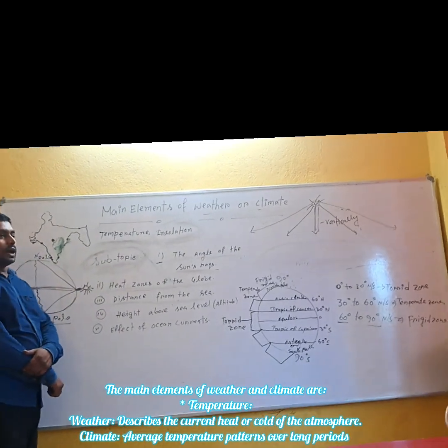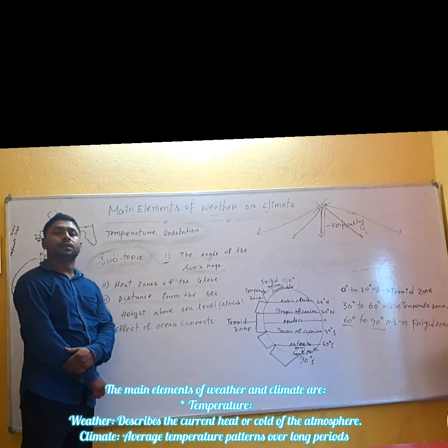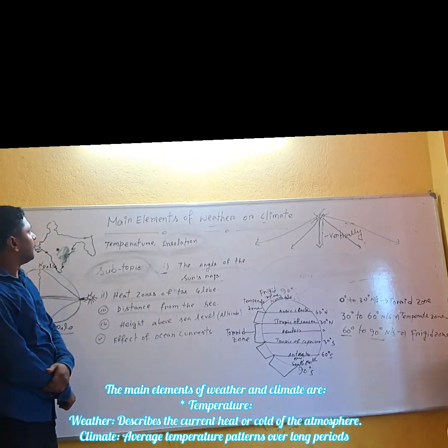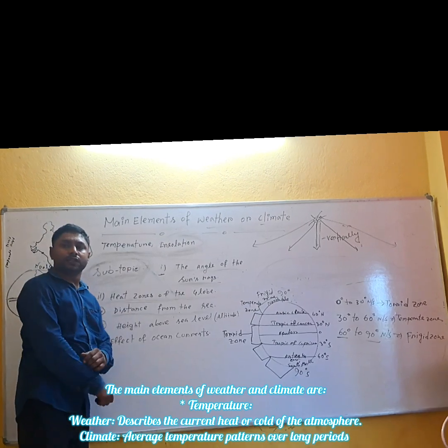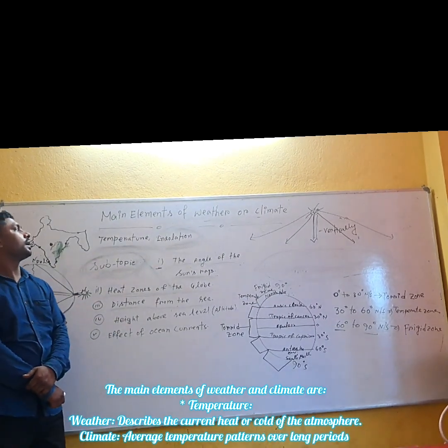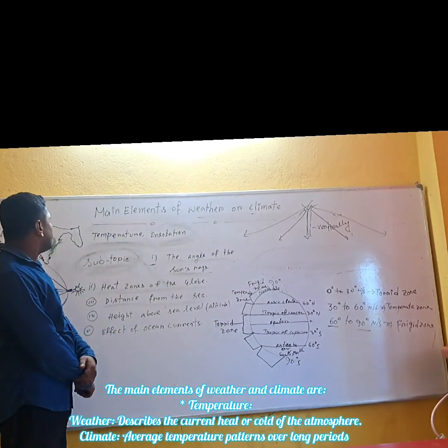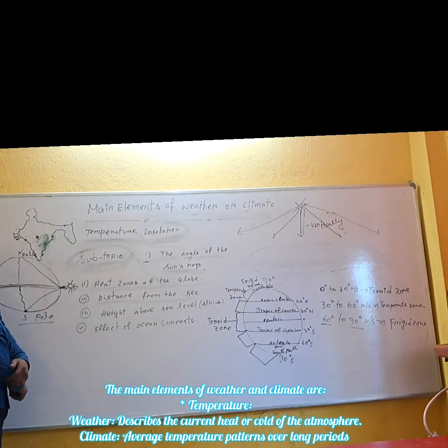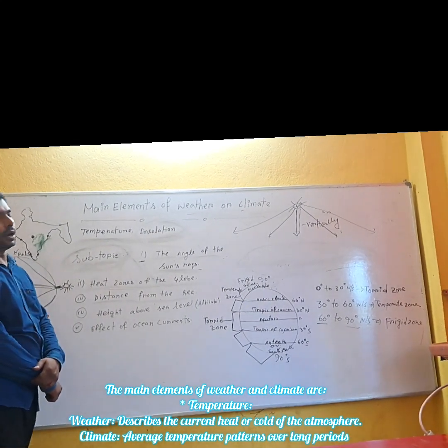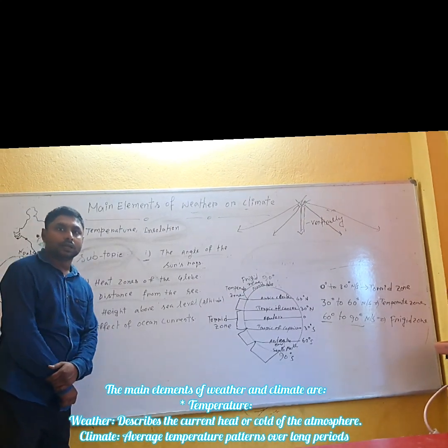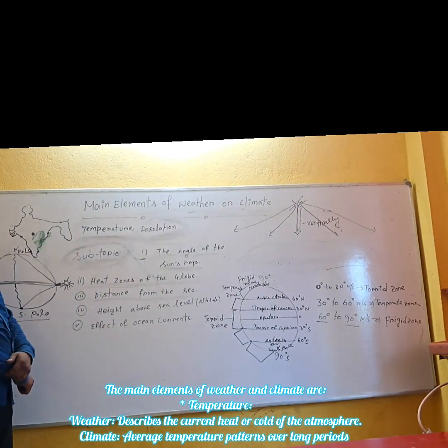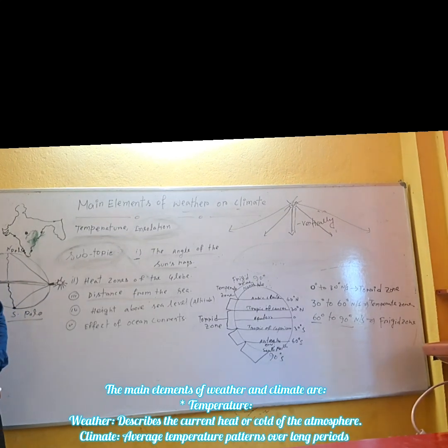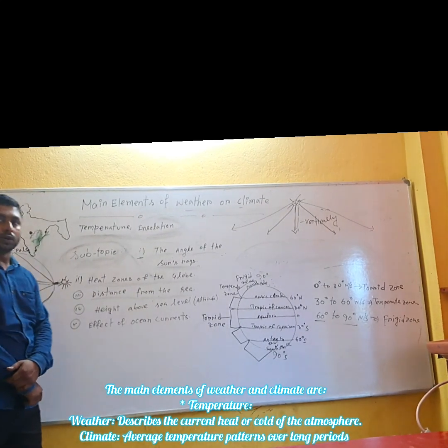So in the last video, I have already discussed the atmosphere and its layers. Today, I will discuss the main elements of weather or climate. So my first question is, what are the main elements of weather or climate? The answer is, the main elements of weather or climate are temperature and insolation.